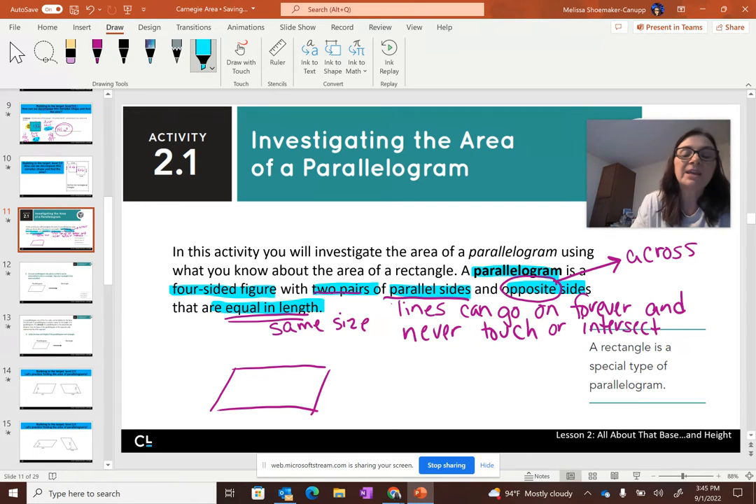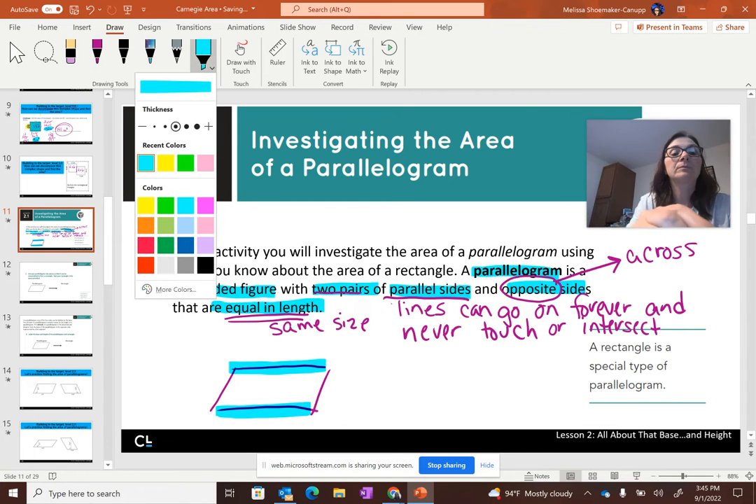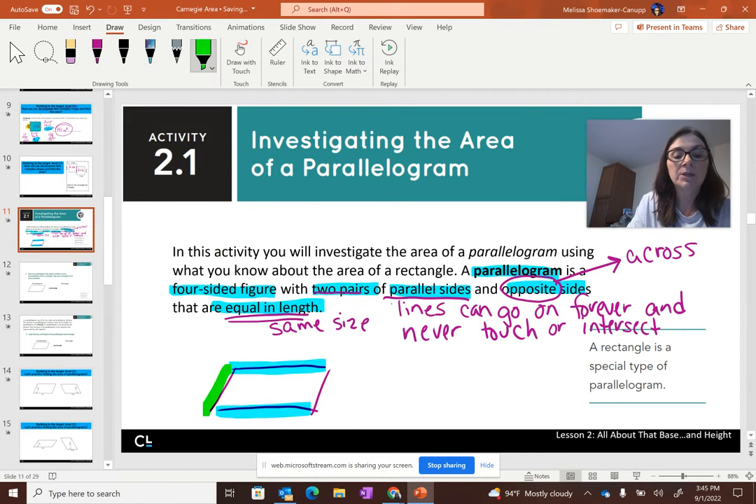Okay, so what this is saying is two pairs. Here's a pair, they're parallel. That's one pair. Here's a pair, they're parallel. Okay, the green is also the same size as the blue. That's what it means when it says opposite sides are equal length. So this is what makes a parallelogram a parallelogram.